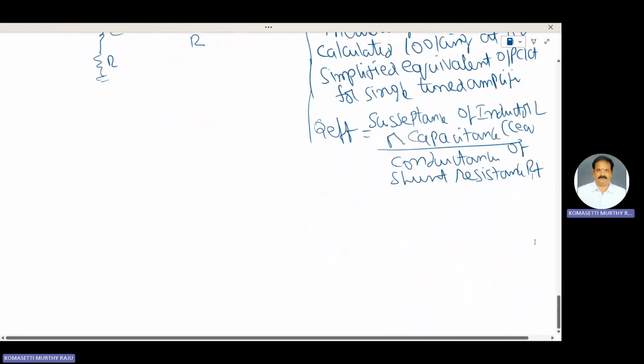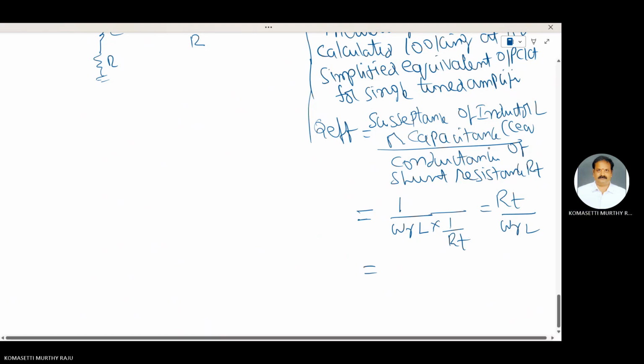Susceptance of inductors. Generally, inductance impedance is equal to omega L. Susceptance means 1 by, consider inductance. Susceptance of that inductance is 1 by, at resonance, omega R into L. Conductance of that shunt resistance is 1 by RT. That is equal to RT by omega R into L.